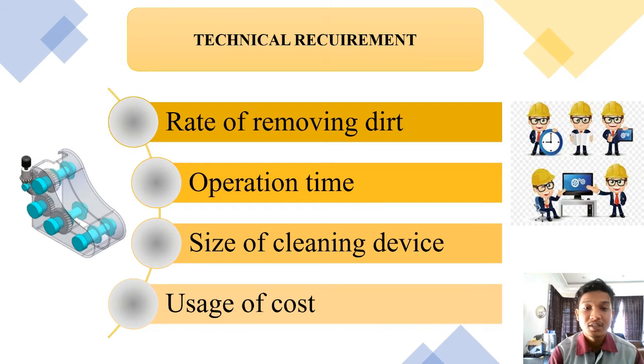Next, we go to the technical requirements. First, the rate of removing dirt: the rotational rate of the roller of the cleaning device will affect the output of the machine, which is the rate of removing dirt. This rotational rate is based on the number of brushes in the cleaning device. By increasing the number of brushes, the rate of removing dirt from the tire surface will also increase.